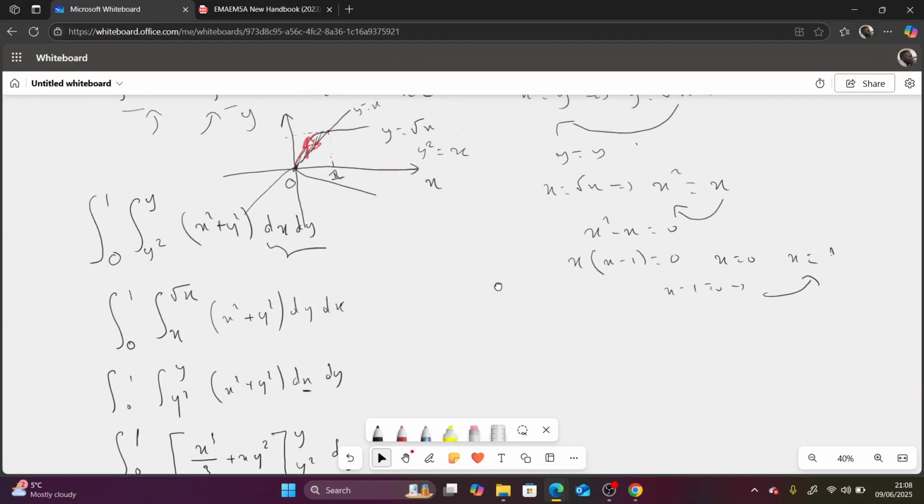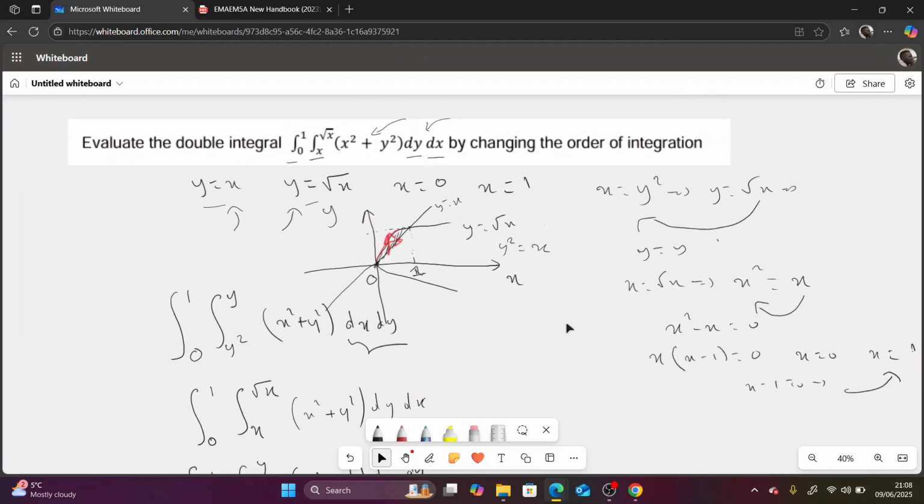So the most important thing that I wanted to do today was to show you how to change the order of the integration.